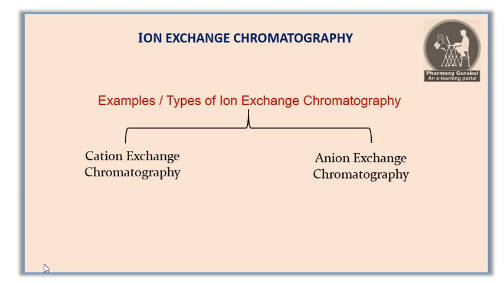Next one is ion exchange chromatography. Ion exchange chromatography is a process that allows the separation of ions and polar molecules based on their affinity to the ion exchanger. It can be used for almost any kind of charged molecules, including large proteins, small nucleotides, and amino acids. Examples of ion exchange chromatography are cation exchange chromatography, and second one is anion exchange chromatography.